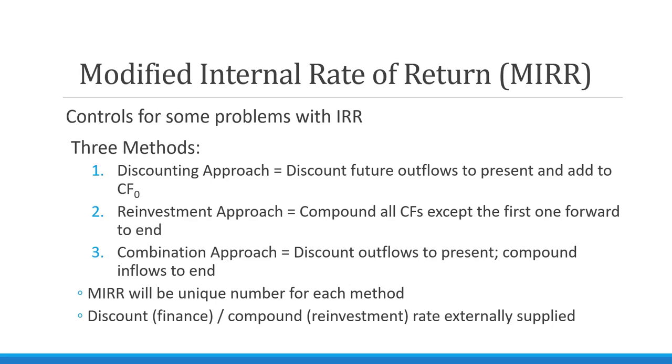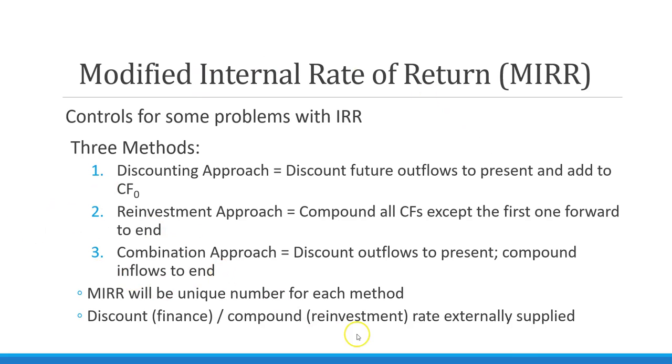Any method that you choose, the entire purpose of the method is to get rid of the second cash outflow so that you can calculate the internal rate of return without getting two different numbers. Under each one of these methods, you will have a different internal rate of return. The discount rate that you use or the compounded reinvestment rate would be supplied, and it would be based on the company's required rate of return on investment projects.